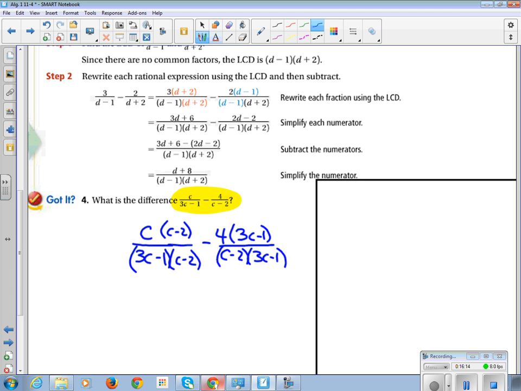Then we distribute. c times c is c squared. c times negative 2 is negative 2c. And then minus parentheses, 4 times 3c is 12c, minus 4.